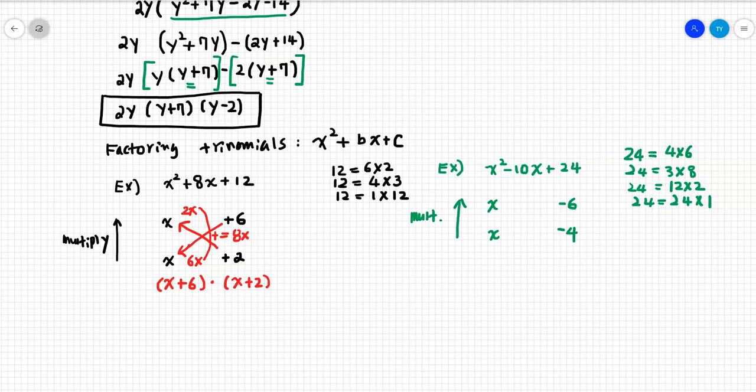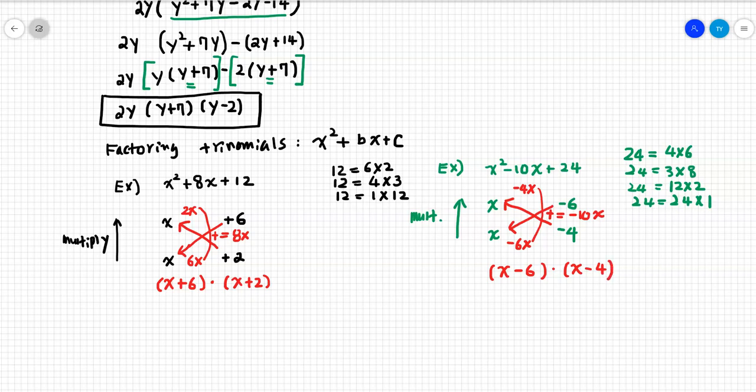Now let's look at the cross multiplying here. So if I cross multiply this way, I get minus 6x. And if I cross this way, I get minus 4x. So if I add these two, I get minus 10x, and that's what I have in the middle there. So the factor form of this one is going to be x minus 6 times x minus 4.